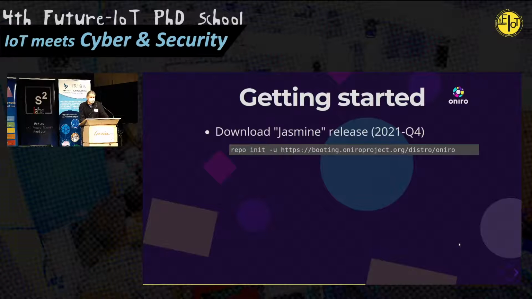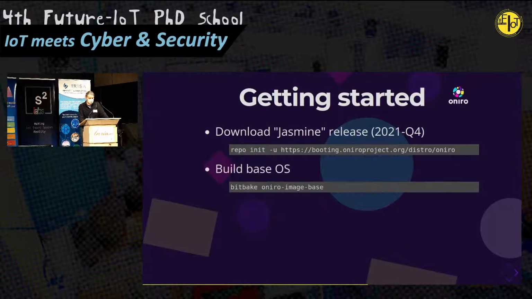So to get started and to rebuild this, that's pretty easy. You need to download the latest release of the Oniro project. I'm not sharing all the details, but these are the principal steps. You need to look at the documentation, and once you have downloaded all the code, you can rebuild the whole system using this bitbake command, and then you have the basic operating system, which will boot to a login prompt.